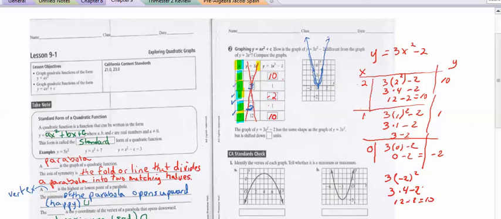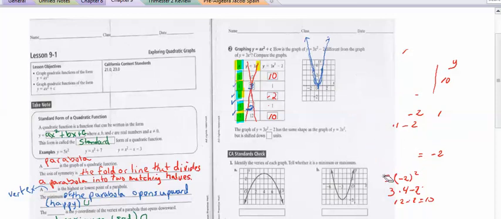So I'm going to go ahead and erase the work over here, and I'm going to write my order pairs out so we can graph them. It's kind of hard to see with the graphs, so I'm going to try to break it down so you can see what they're doing. Okay, so we've got our order pairs of -2, 10, and then we have +2, 10, +1, 1, 0, -2, -1, 1, and -2, 10.